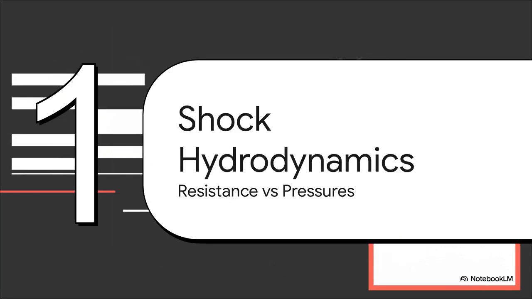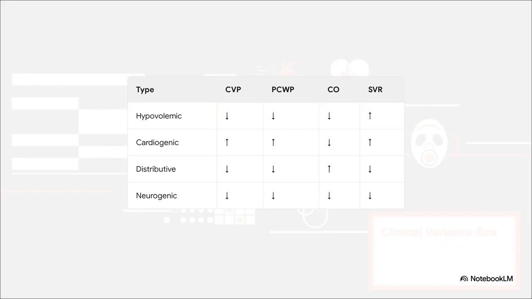Starting with Module 1, Shock Hydrodynamics, we're looking at the invisible architecture of systemic collapse, specifically vascular resistance versus wedge pressures. Okay, so to isolate the exact cause of profound hypotension, you really have to lean on a strict hemodynamic matrix. You're evaluating this using your pulmonary capillary wedge pressure, or PCW, and mixed venous oxygen saturation, your SVO2. Let's break this down. Cardiogenic shock drives wedge pressures high while cardiac output totally drops. Now, in both cardiogenic and hypovolemic shock, you're going to see a low SVO2. Why? Because the tissues are absolutely starving, extracting as much oxygen as they possibly can from that sluggish blood flow.